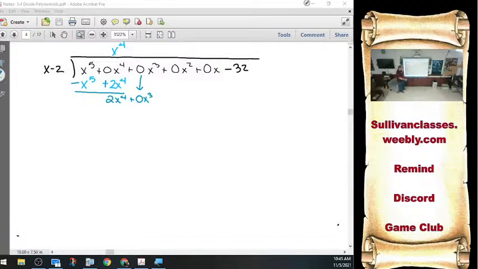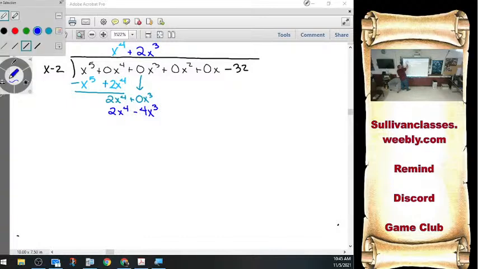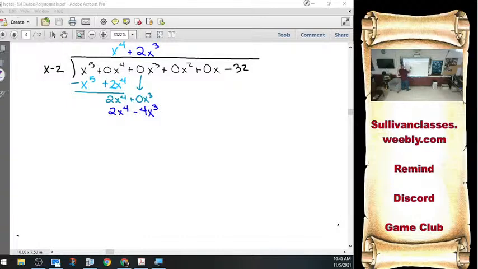Do it again. 2x to the fourth divided by x is 2x to the third. 2x to the third times x is 2x to the fourth. 2x to the third times negative 2 is negative 4x to the third. Change your signs. Drop it.